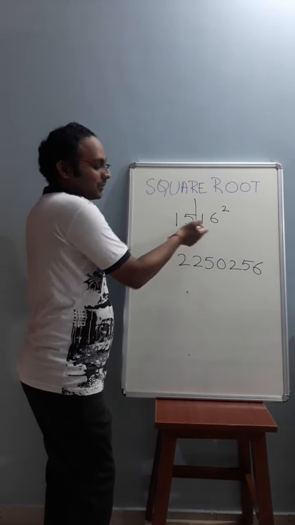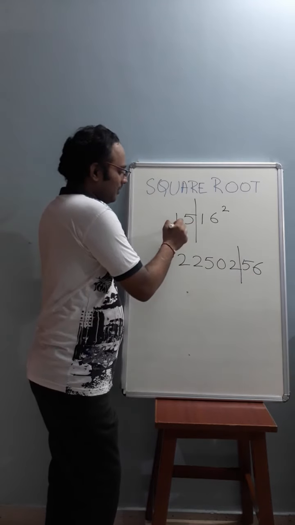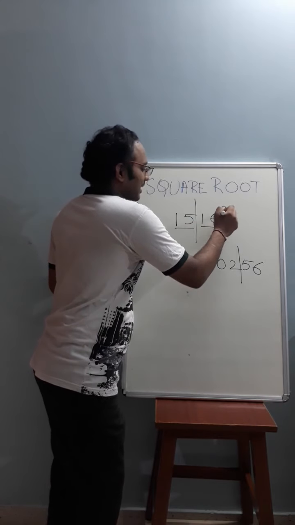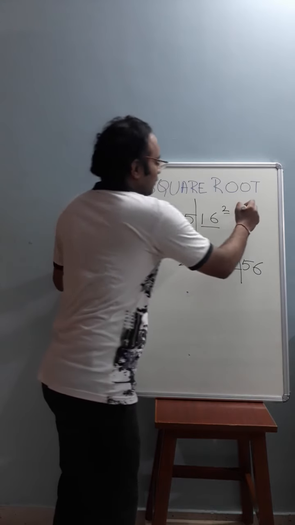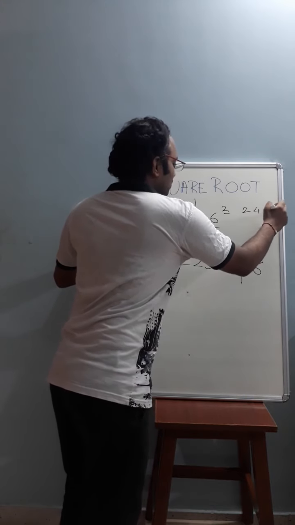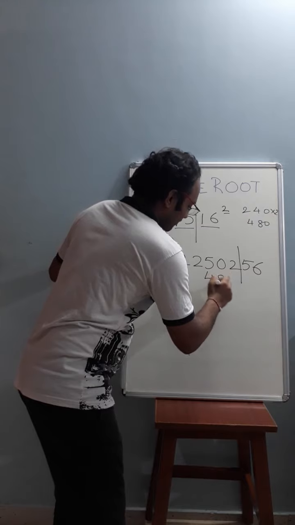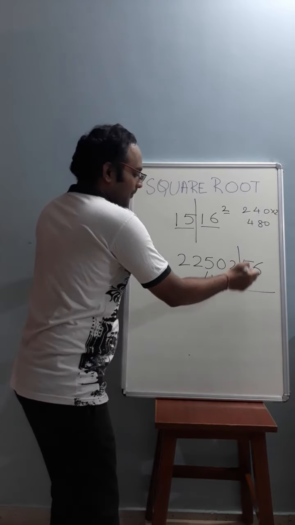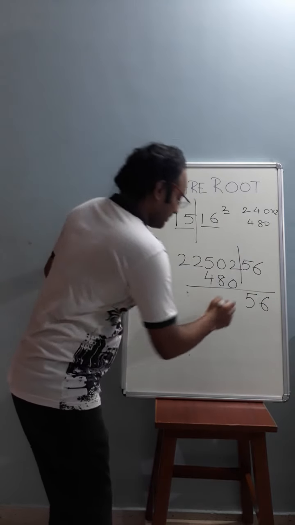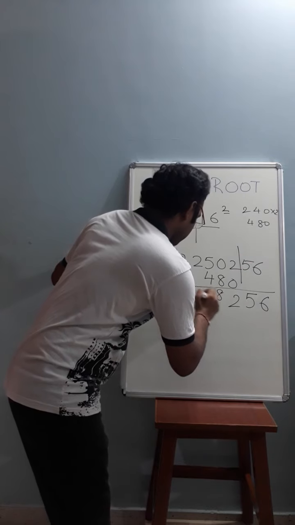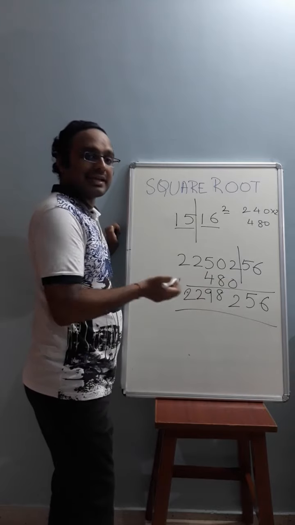We have written slash after two digits from right hand side. Repeat the same thing here. Now multiply 15, 16 and 2. 15 into 16 is 240, into 2 would be 480. Write 480 here. Drop 56 as it is. Add this. 2,298,256. This is the answer.